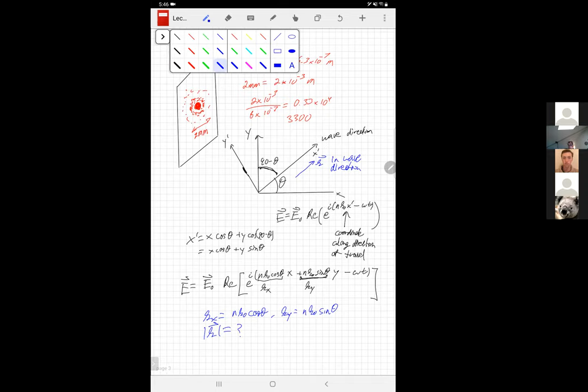What's the length of k? Got to use what you remember about vectors to figure out what the length of k is. The square root of kx squared plus ky squared. Yep. Square root of kx squared plus ky squared.